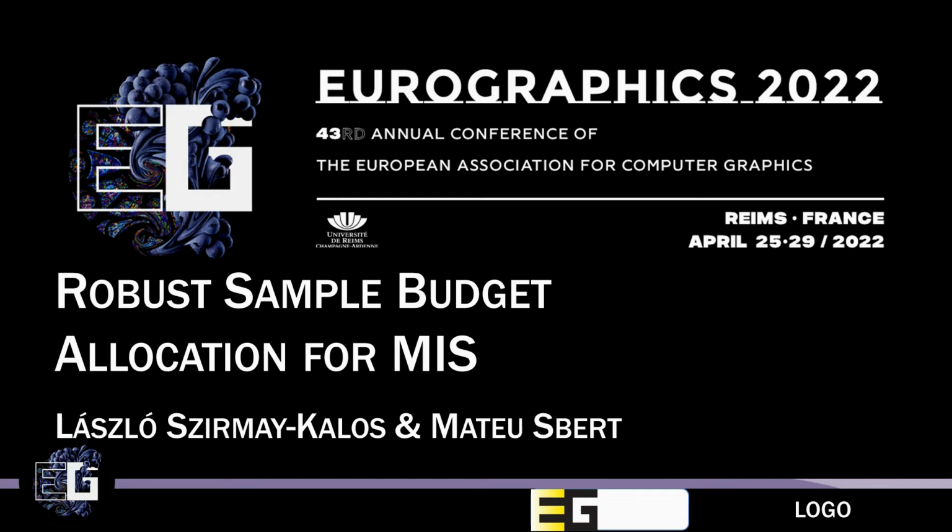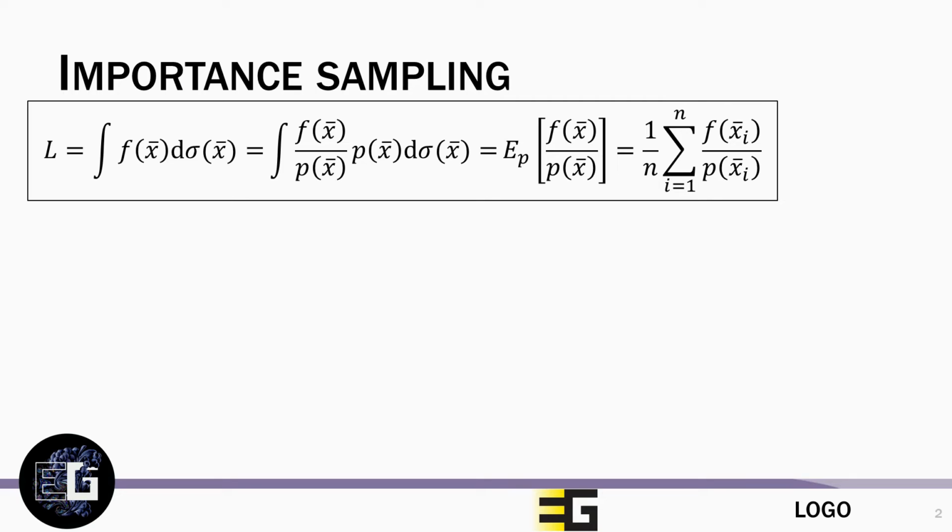Ladies and gentlemen, the title of this talk is Robust Sample Budget Allocation for Multiple Importance Sampling. Rendering means the integration of the contribution of those light paths that connect the light sources to the camera through a pixel. As a light path is defined by an arbitrarily long sequence of visited points, this is a high, in theory, infinite dimensional integral.